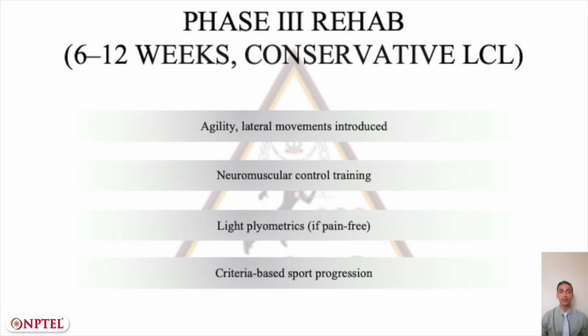The criteria for clearance for the next phase include strength of more than 90% when compared to the contralateral or the uninjured limb. Hop test should be more than 90% when compared to the uninjured limb. No pain or instability should be present during lateral agility drills, and the clearance should be given by a sports medicine specialist.